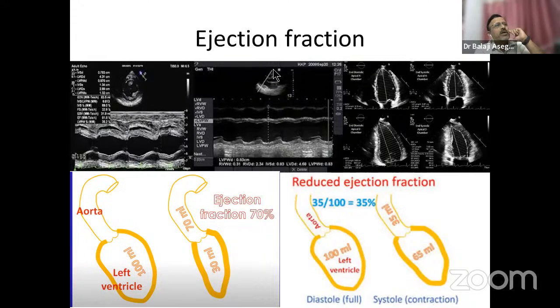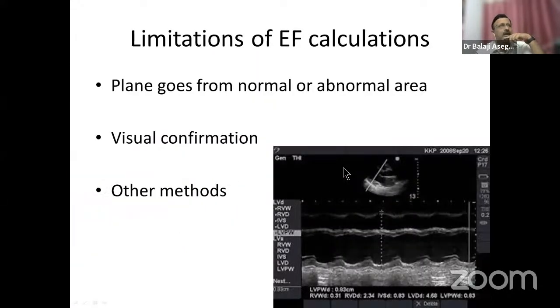Secondly, by M mode. In M mode, he puts his cursor on the heart and tries to measure the LV size, how much it is during diastole and systole, and with a simple formula the machine gives us the ejection fraction. Or third is by taking such views where it actually calculates the end diastolic volume versus end systolic volume. It gives us the information that so and so is the ejection fraction of the heart.